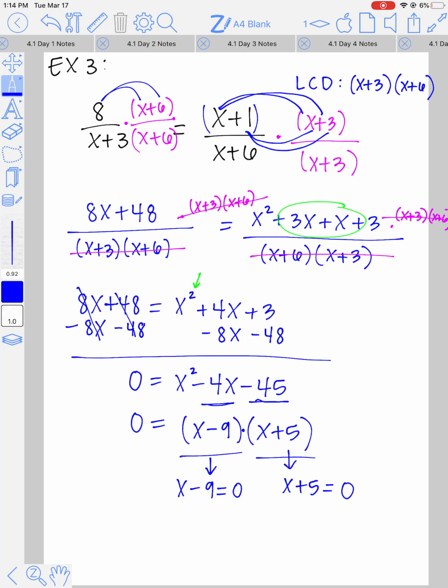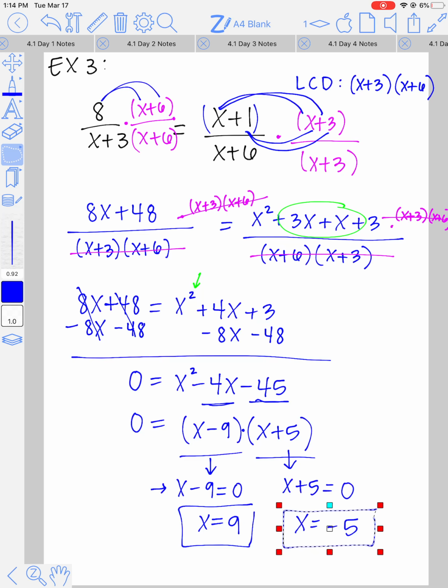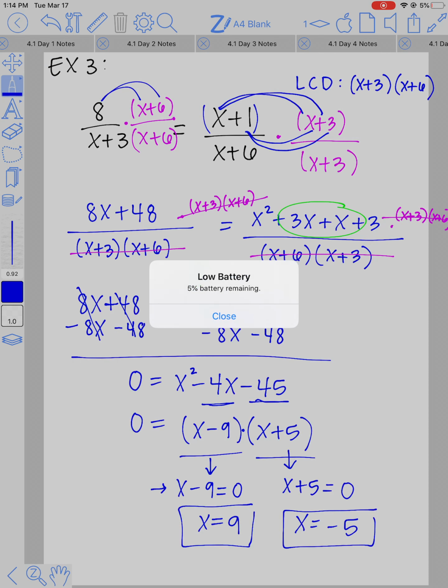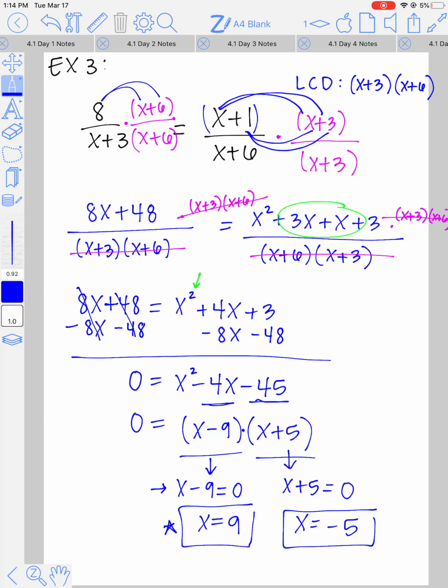So if I solve for x here, I'm just going to add 9 to both sides. So I'll have x equals 9 as one answer. And then same thing on the other side, we'll just want to subtract 5 from both sides to solve for x. And we'll get x equals negative 5. So in this case, we'll have two answers. We have x equals 9 as one possibility. We have x equals negative 5 as another possibility, or our second answer.